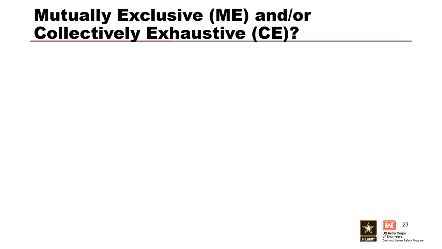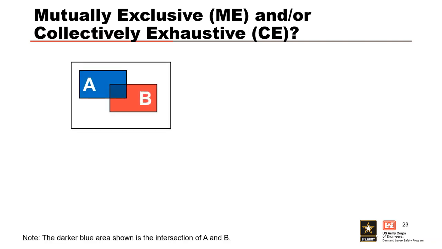Now that we have defined mutually exclusive and collectively exhaustive, let's apply them to each of the next four examples to make sure we understand the terms and the concepts. For example one, we have two events, A and B, that intersect and only fill part of the sample space. Would these events be considered mutually exclusive? How about collectively exhaustive? Because they intersect, they cannot be mutually exclusive. And because the events do not encompass all possible outcomes, they are not collectively exhaustive.